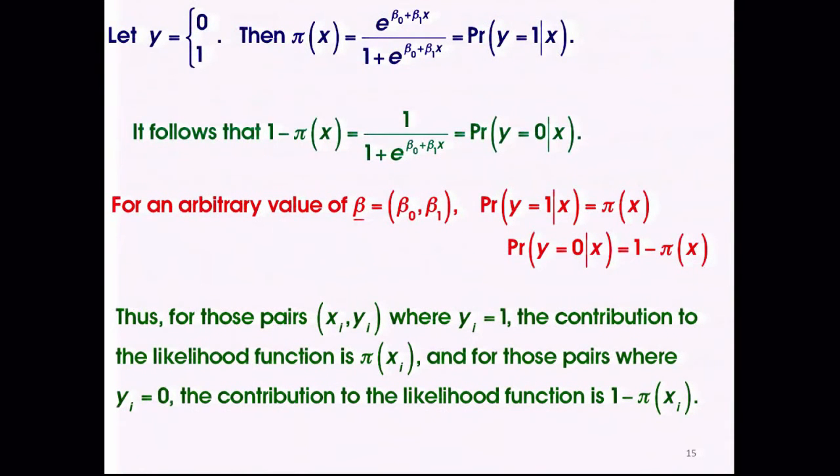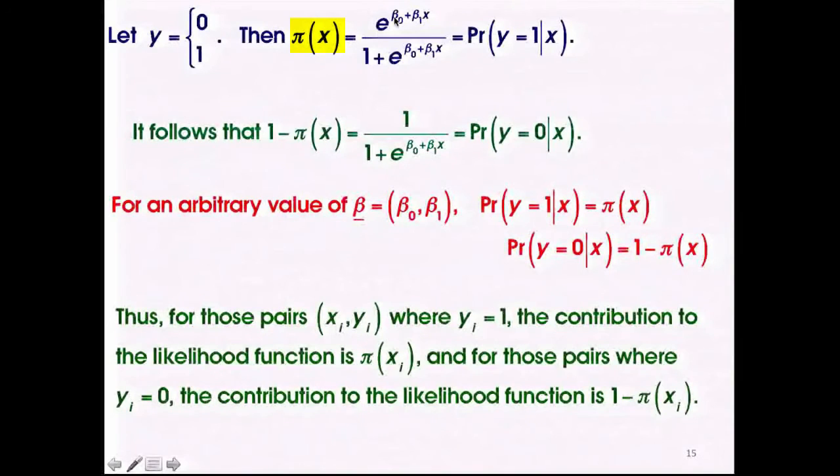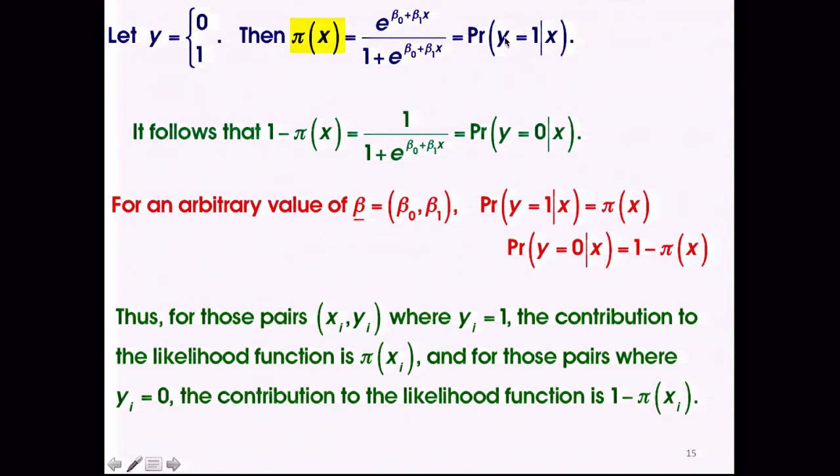So here we have, let's set y equal to our outcome variable. That's 0 or 1, presence or absence of the outcome. Pi of x is, again, the probability that y is equal to 1 given x, which is simply e to the beta naught plus beta 1x over 1 plus e to the beta naught plus beta 1x. So again, that's the probability that y is equal to 1 given x. So it follows, again, that 1 minus pi of x is just 1 over 1 plus e to the beta naught plus beta 1x. That's the probability that y is 0 given x.